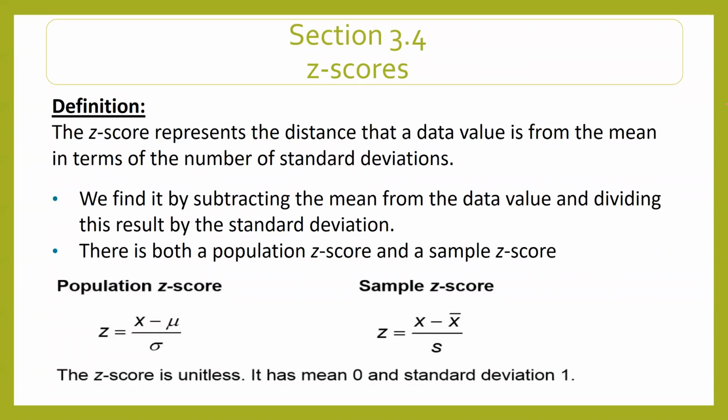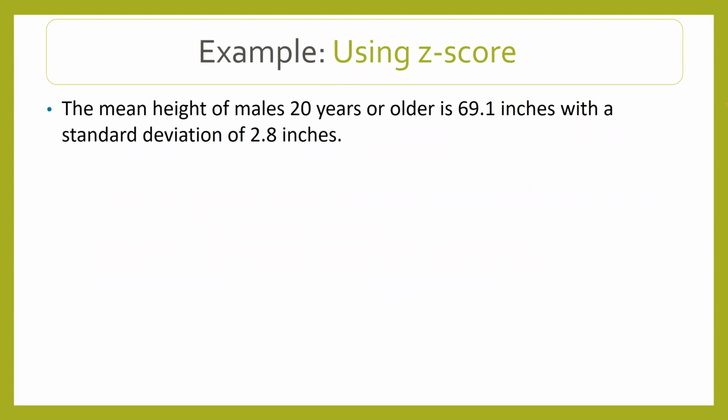All right, before I go there, a Z-score is unitless. It has a mean of 0 and a standard deviation of 1. The idea is to convert the data values that we have into Z-scores so that we'll be able to make use of some very important things, like the concept of normal distribution later on in the course. All right, so let's go straight into examples.